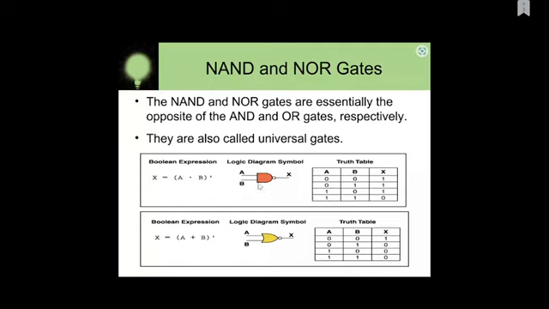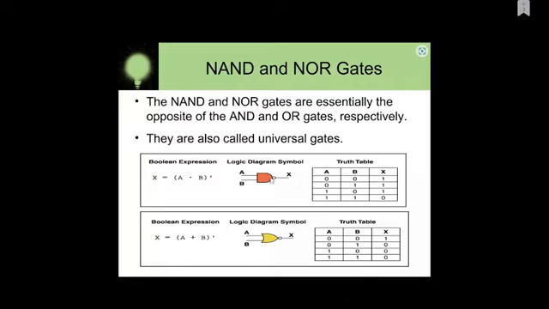So NAND gate operation is exactly complementary to the AND gate operation. It is constructed using an AND gate followed by a NOT gate, that is, an AND gate with a bubble. These two, A and B, are the inputs and X is the output. For the AND gate, X equals A into B.